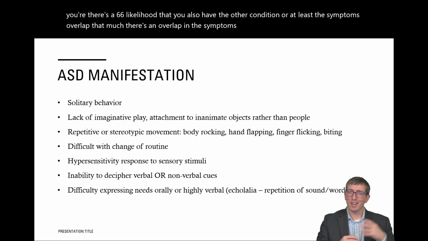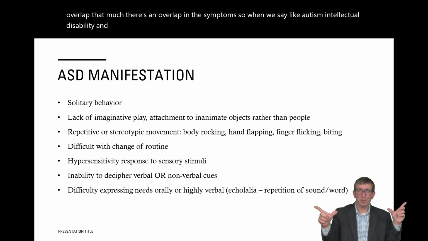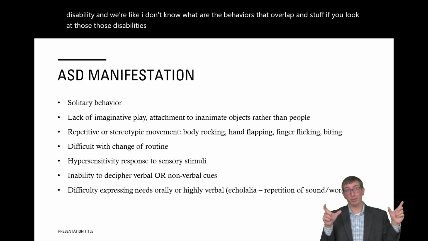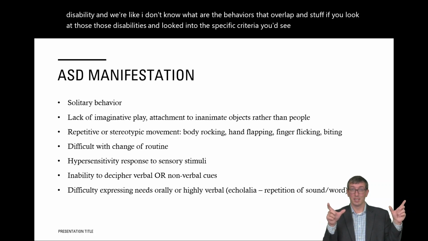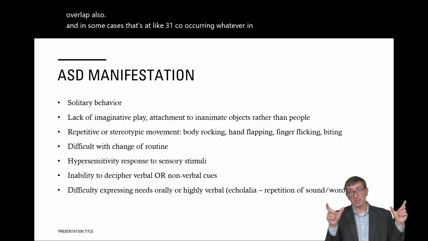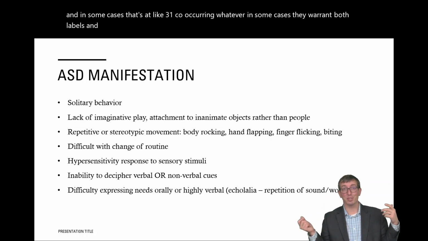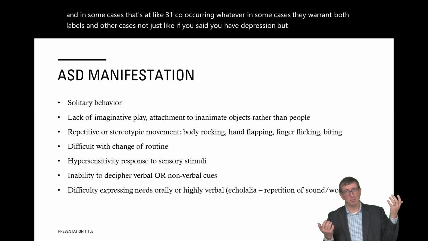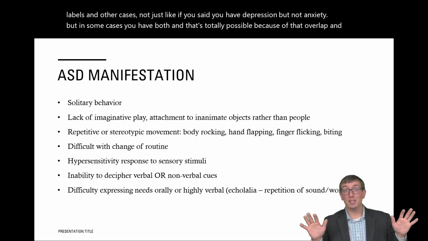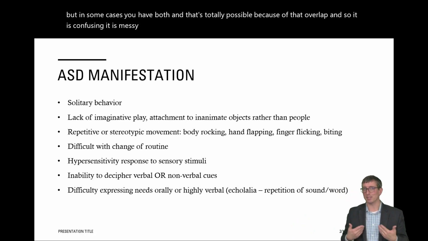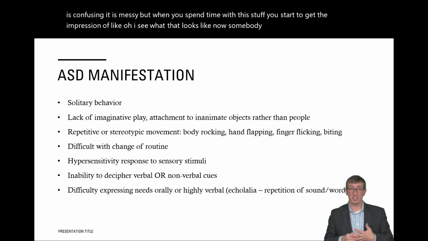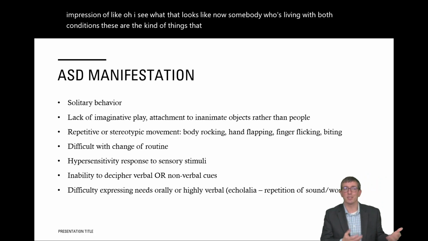So when we say autism and intellectual disability, and we wonder what the behaviors are that overlap, if you look at those disabilities and the specific criteria, you'd see some overlap also. In some cases, that's like 31% co-occurring. In some cases, they warrant both labels, in other cases not, just like if you said you have depression but not anxiety. But in some cases you have both, and that's totally possible because of that overlap. So it is confusing, it is messy, but when you spend time with this stuff, you start to get the impression of, oh, I see what that looks like now. Somebody who's living with both conditions, these are the kind of things that they experience.